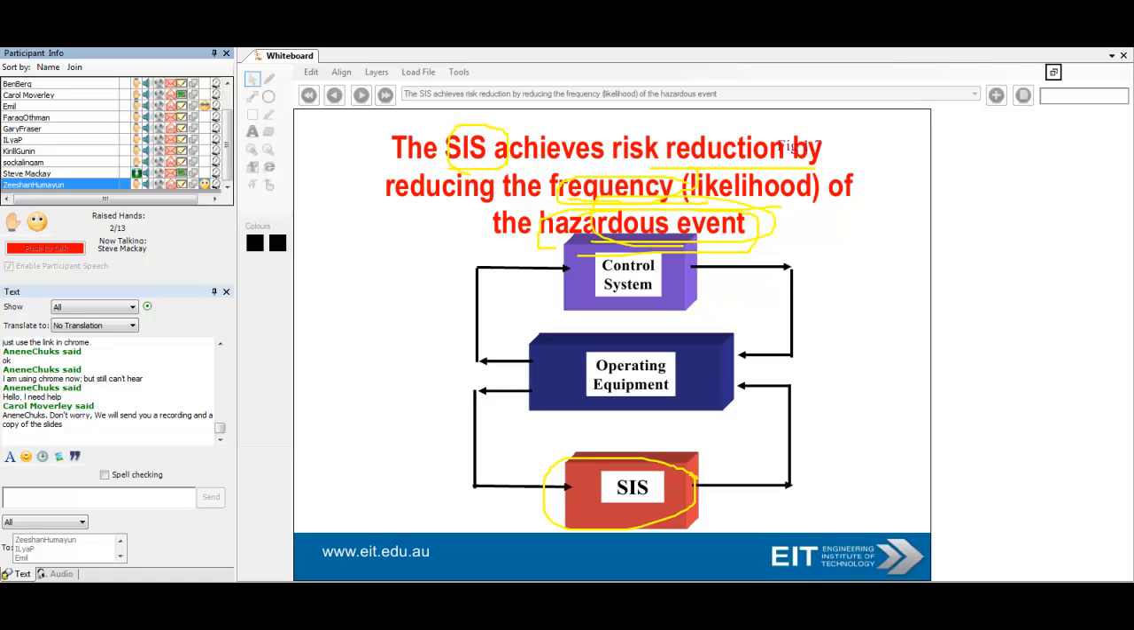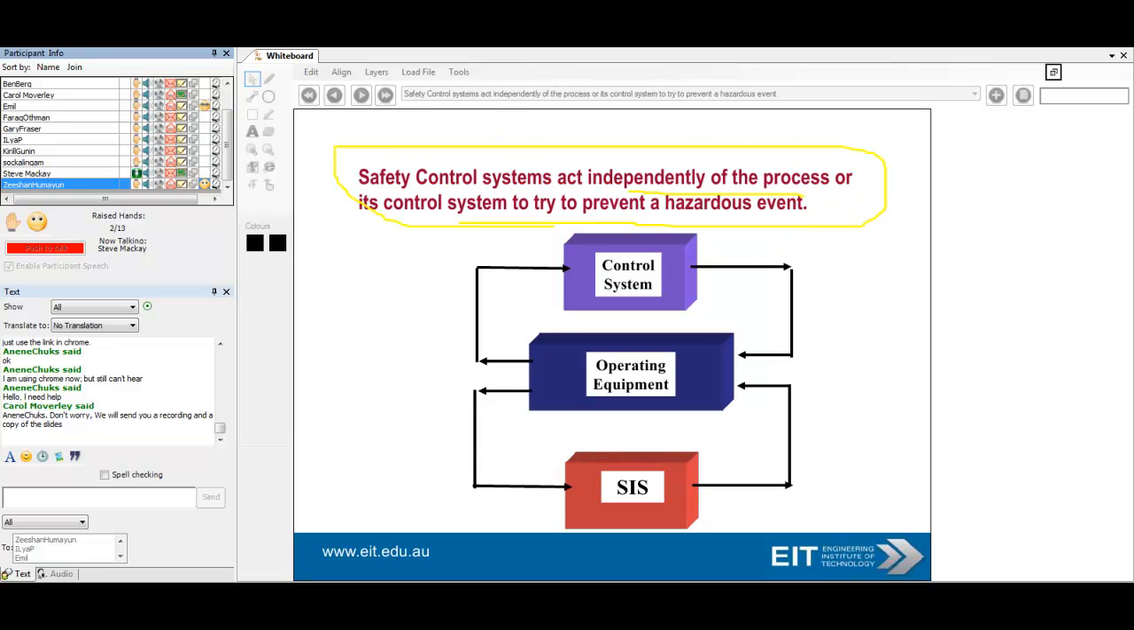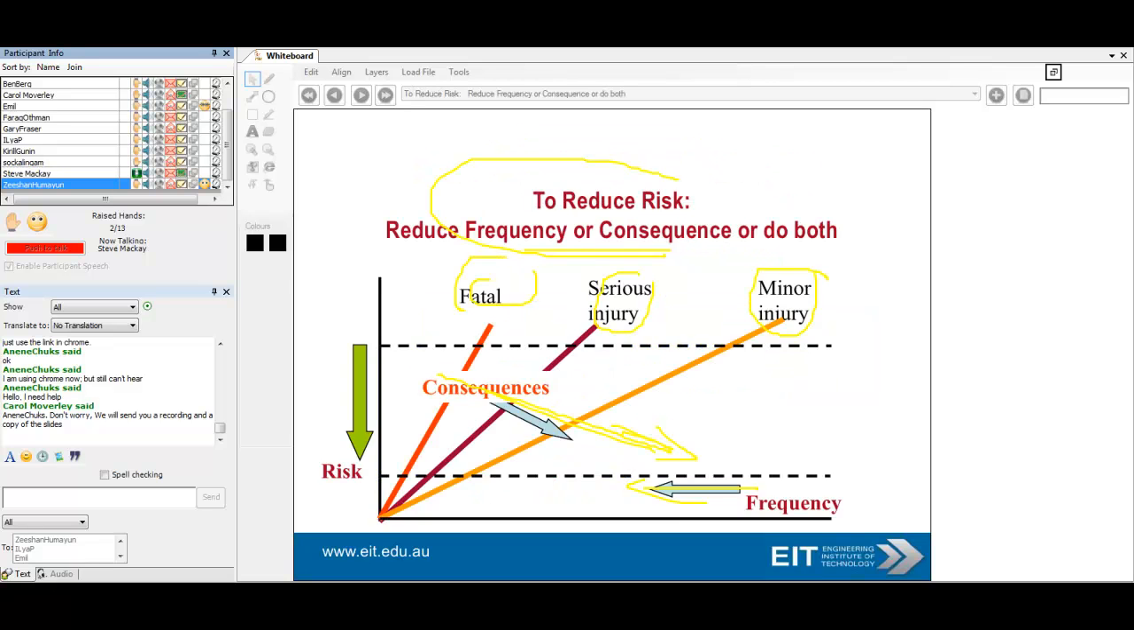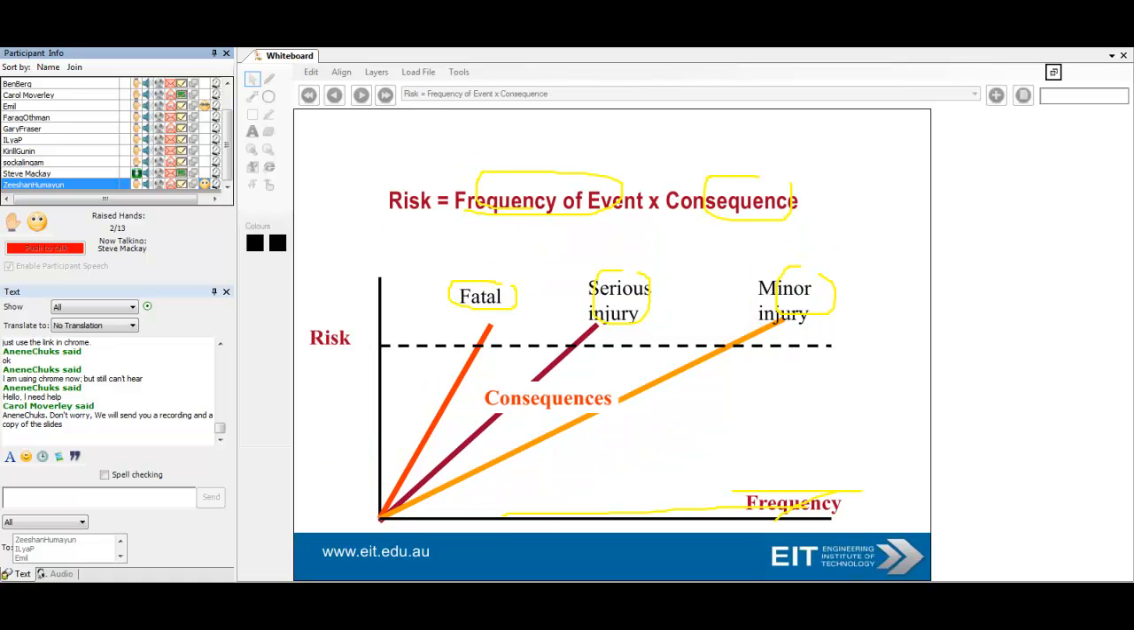And then a few other little points, obviously, is a suggestion here on the design principles. And as I said, the risk is actually the frequency of the event and the consequence. So this is what we're looking at now, the frequency of the event. So this safety system is trying to reduce the frequency of occurrence. So very important to pick that up.